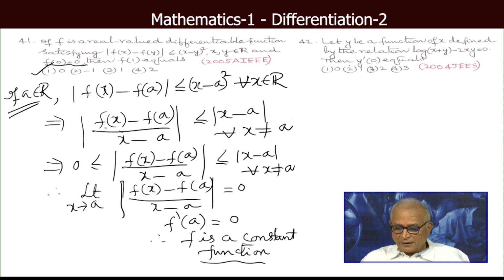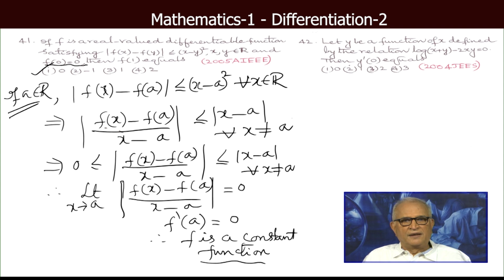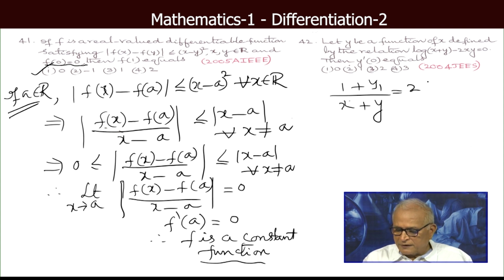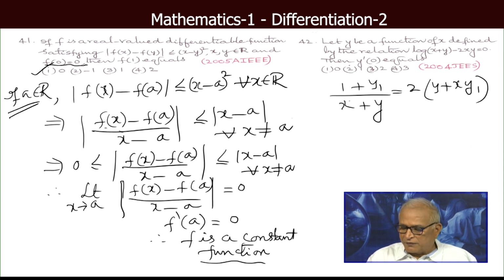Good question. Question number 42. Let y be a function of x defined by the relation log(x + y) - 2xy = 0. Then what is the value of the derivative dy/dx at x equal to 0? 2004 JEE screening. Well, once again implicit differentiation. The derivative of log(x + y) is (1 + y1)/(x + y) equals 2 times (y + x y1). That is the derivative of xy.